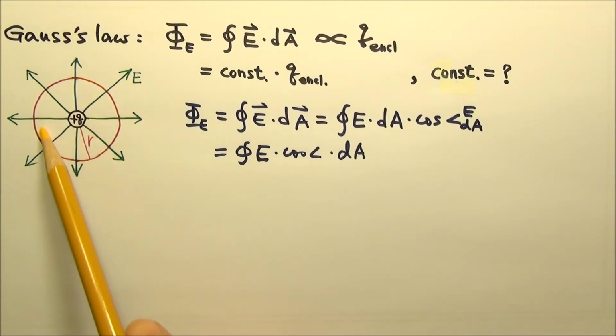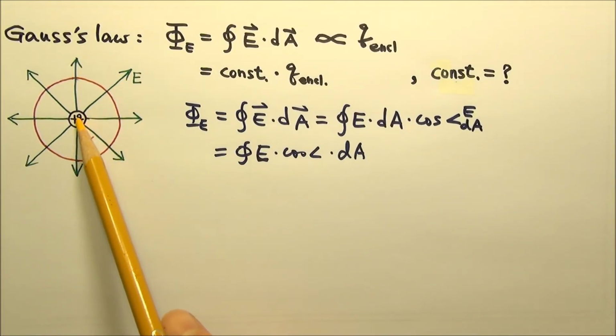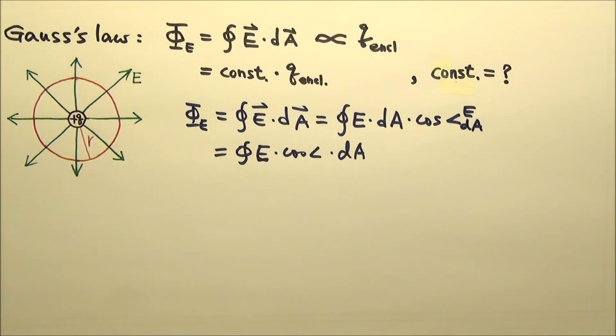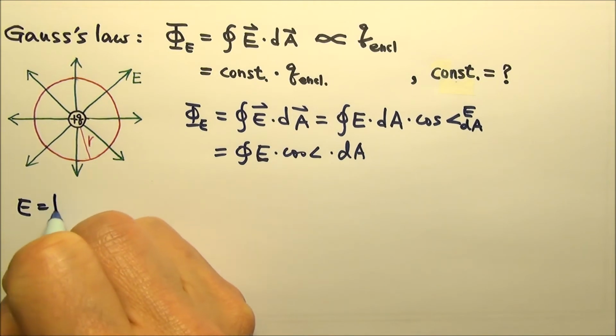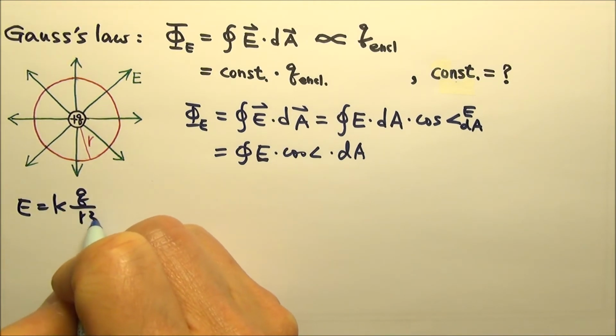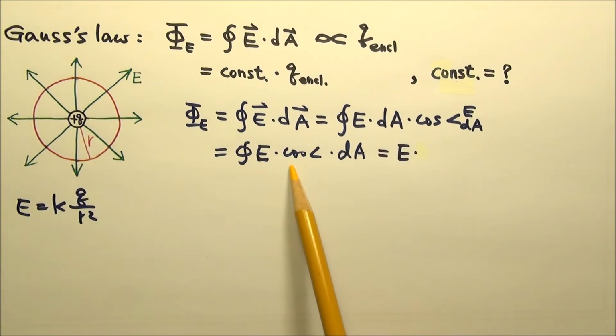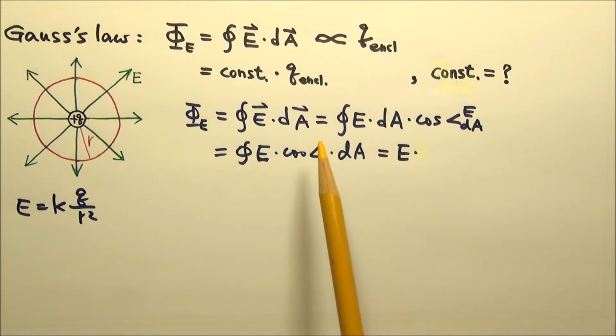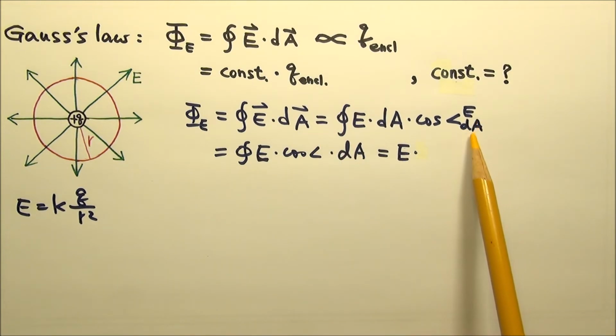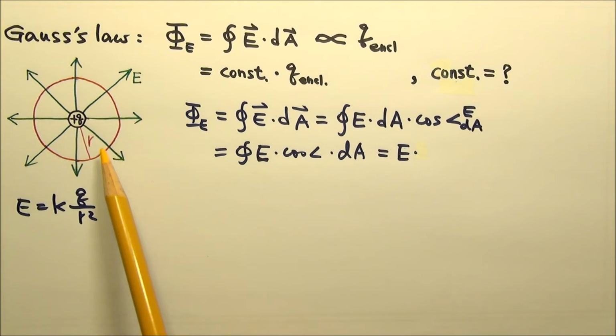Everywhere on the Gaussian surface, it is a distance r from the point charge. By symmetry or by Coulomb's law, which gives us E equals kq over r squared, we know that the electric field indeed has the same strength everywhere on the spherical Gaussian surface. So we can take E out. Can we take out the cosine? Do we have the same angle between the electric field and the dA everywhere on the Gaussian surface?